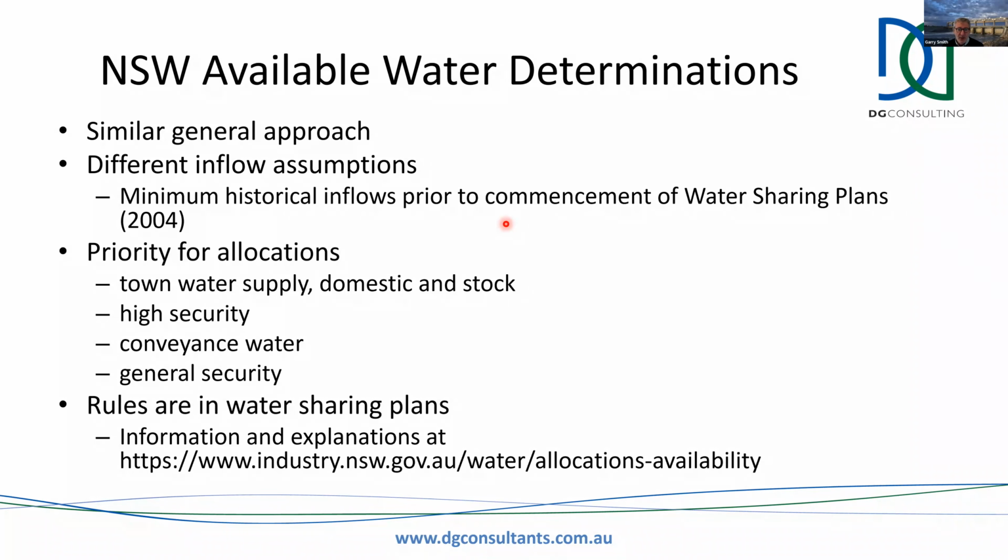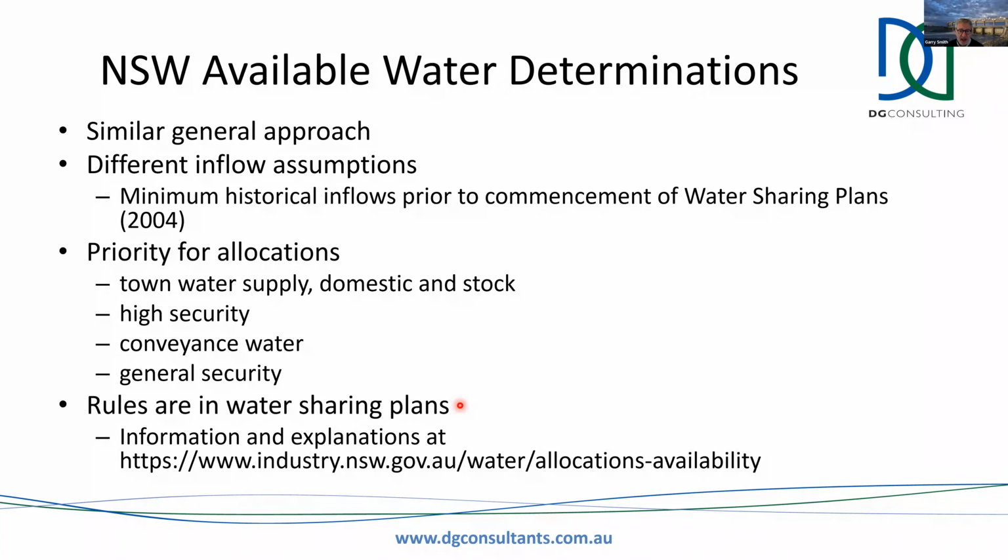So in terms of the New South Wales approach, similar, I guess, in the priorities for allocation to Victoria and others: town water supply, domestic and stock get the highest priority. Then there's high security entitlements, which are a relatively smaller component of the entitlement pool in New South Wales than they are in Victoria. Then there's conveyance water in irrigation delivery, gravity irrigation and piped irrigation systems. And then the largest chunk of entitlement, general security, gets allocations once those other entitlements have been satisfied. All of those rules are in their water sharing plans, which is the New South Wales legal instrument that's the equivalent of Victorian bulk entitlements.